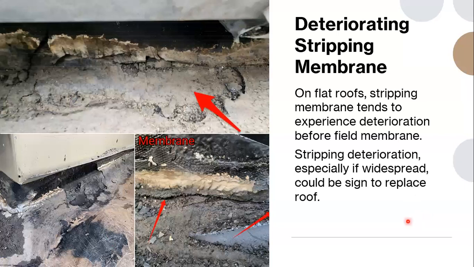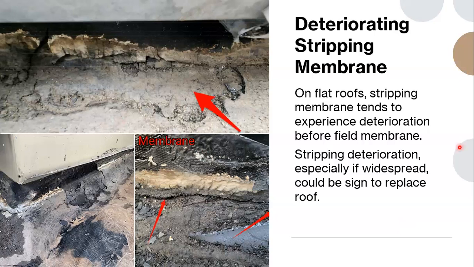Because of buildings' natural movement, we do tend to see issues with the stripping membrane or the upturns of the building before seeing anything in the field surface. So once you start to see major signs of deterioration in the stripping membrane, even if it hasn't occurred in the field yet, it could be a sign that the roof needs to be replaced, or at least start putting a plan in place for the replacement of the roof.